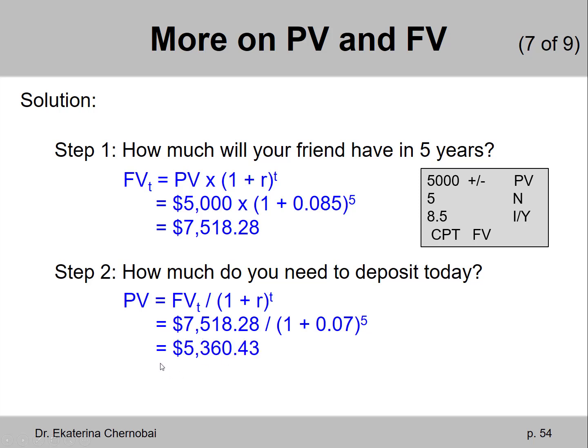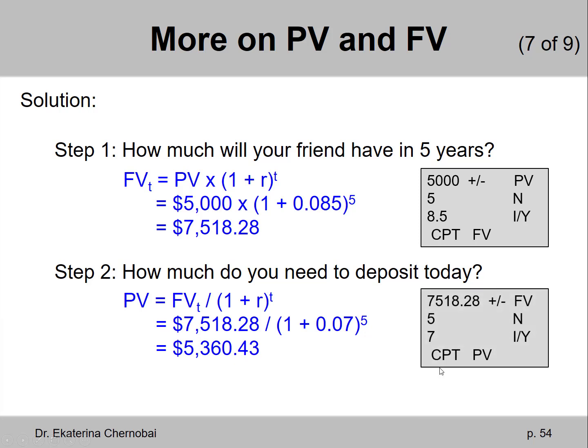The answer is you would need to deposit $5,360.43. Why does it make sense that you would need to deposit more? Because your money grows slower. You need to compensate for that. You'll compensate for the slower growth with a much larger deposit today. And eventually, you and your friend will be looking at equal future values.